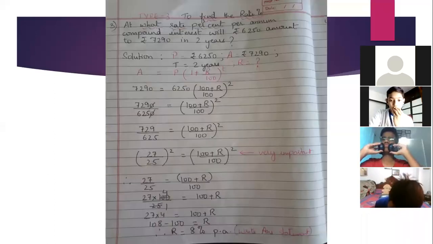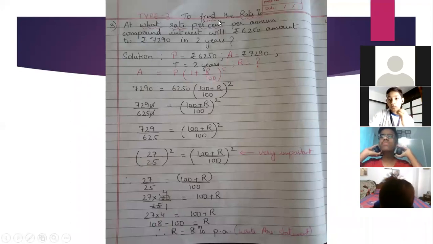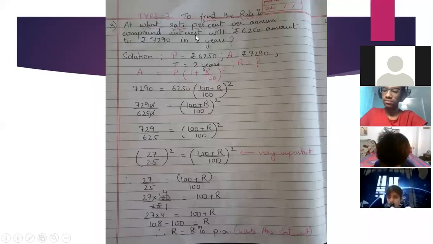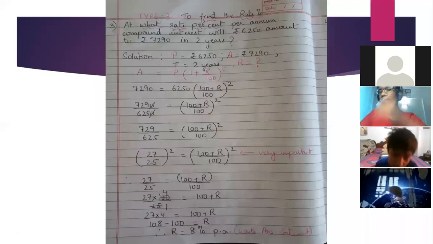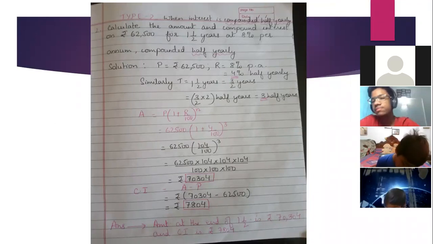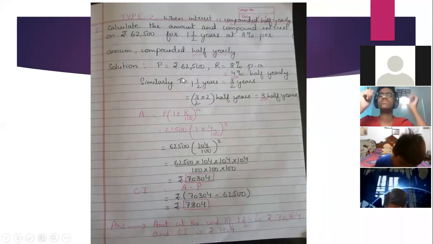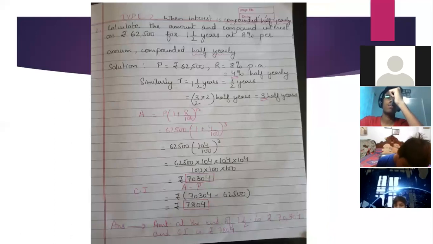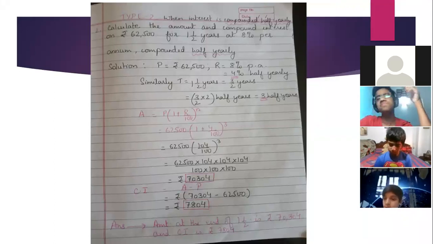Done, ma'am. Okay, done. Type 3. Now I have to calculate rate percent over here. So at what rate percent per annum compound? Ma'am, 1 minute. Do I move to the previous page? Yes, ma'am, just a minute. Done, ma'am. Thank you, ma'am.